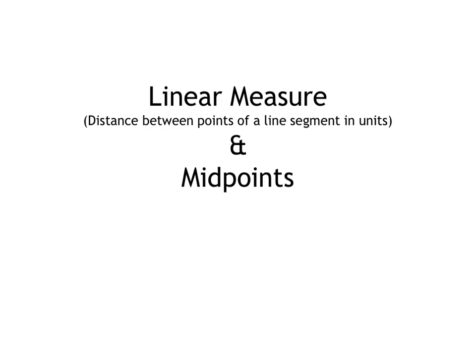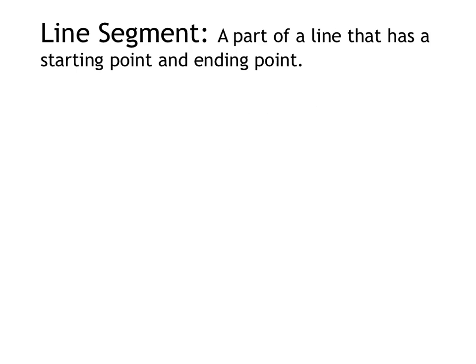Today we'll be talking about linear measure, which is the distance between points of a line segment, and we'll be talking about midpoints. Before we talk about linear measure, we need to know what a line segment is. A line segment is a part of a line that has a starting point and an ending point. Below, I have drawn a line segment AB, but there is a proper way of naming this line segment.